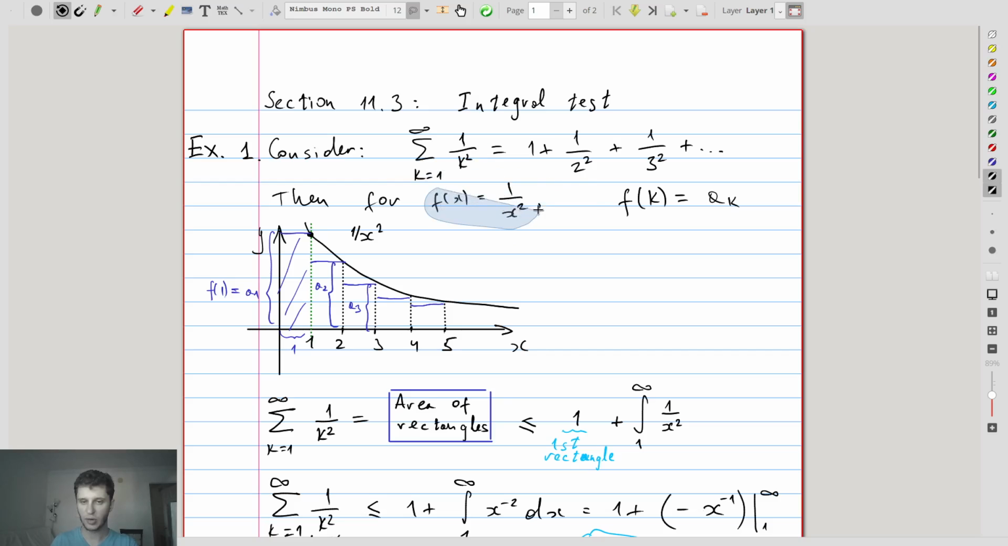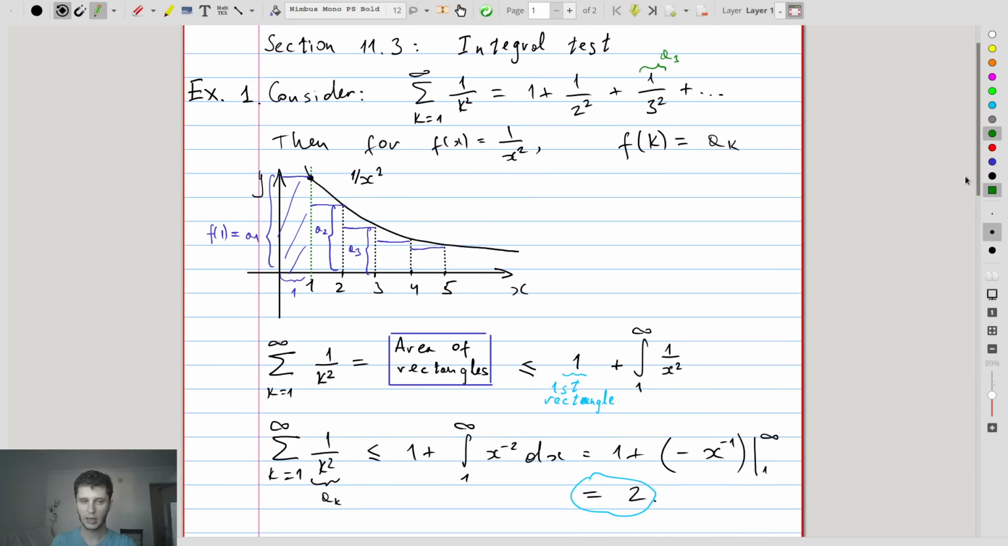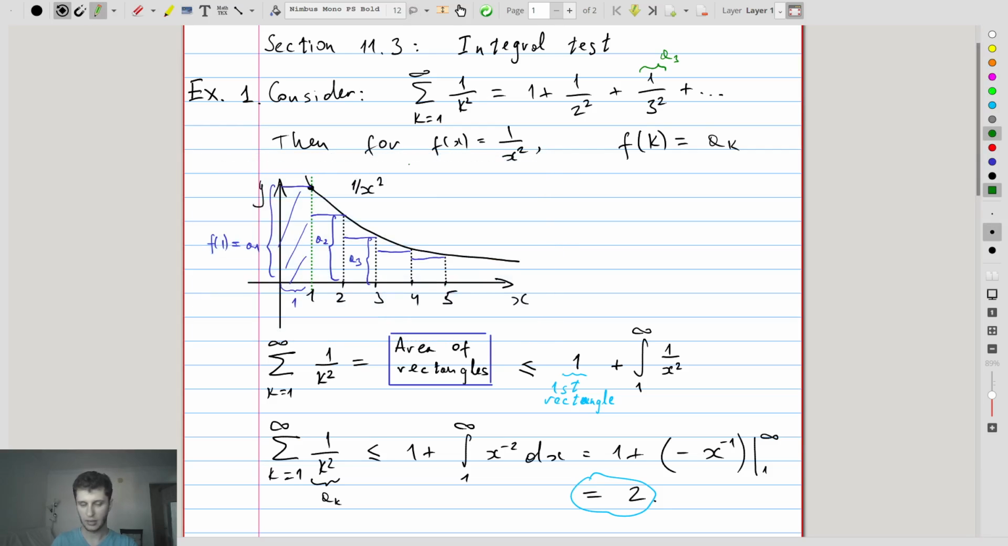If you take f of x to be 1 over x squared, then f of k is exactly a sub k. So if you think of these as a sub k, then the value of the function at the positive integer k is exactly a sub k. And so let's look at the graph of this function, right? In order to relate the series to the integral of this function, we will think of its improper integral as area, right?